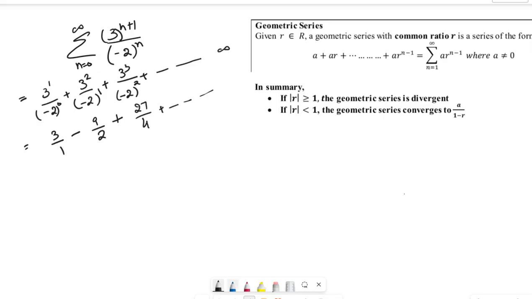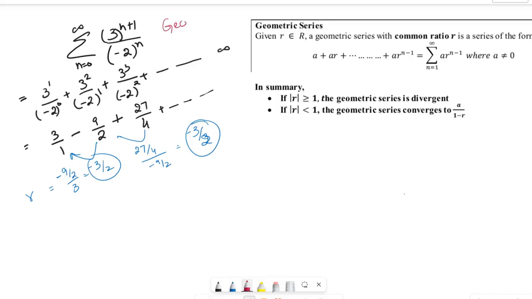Okay, let's find the ratio between the consecutive terms. 9/2 by 3 is 3/2, and 27/4 by negative 9/2 will be, sorry, this was negative 9/2, so this is negative 3/2 here too. So all the ratios are the same. Common ratio is negative 3/2. This is a geometric series, okay, with a as 3 and common ratio as negative 3/2.